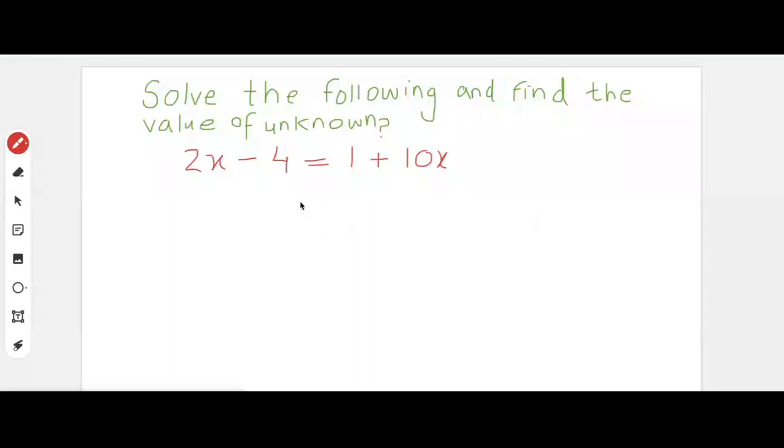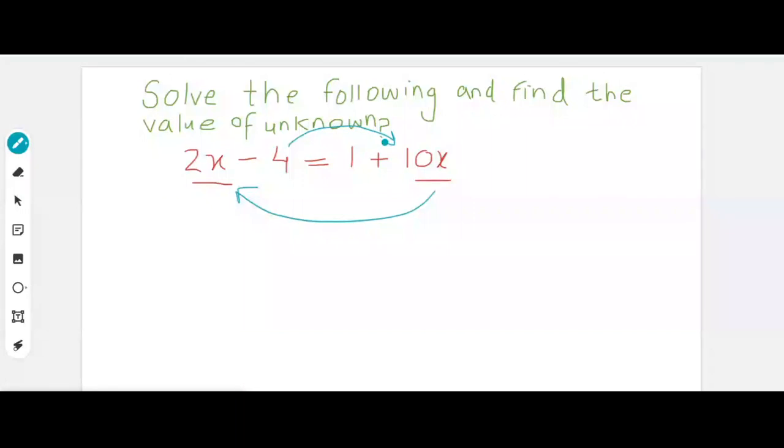2x minus 4 equal to 1 plus 10x. Now just think for a few seconds how we can solve this question. All right, so you can see that we have x over here, we have x over here, right? So we need to find the value of x. To find the value of x, we should make sure that the x is on the left hand side of the equation. So we will shift the x to the left side of the equation, and shift the constant -4 to the right side of the equation.